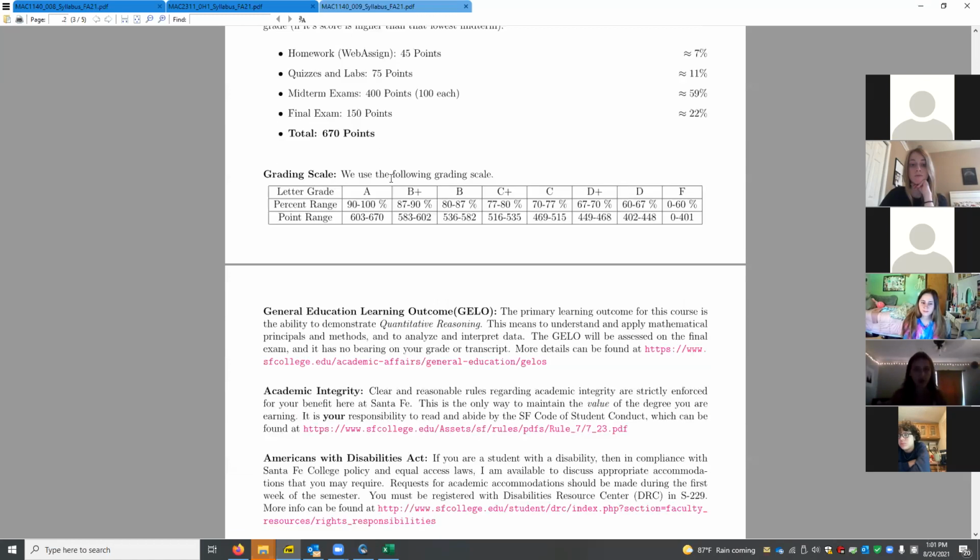The grading scale we use is the standard one. 90 to 100 is an A, 80 to 90 is a B, and so on. The top 3% in each one of those categories gets the plus designation. So like an 88 is a B plus, a 77.5 is a B plus.